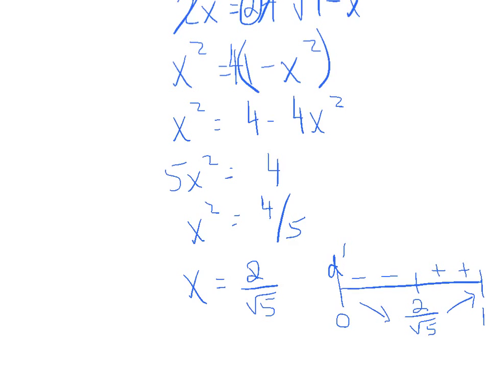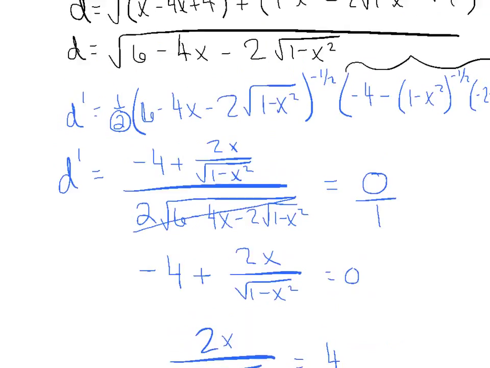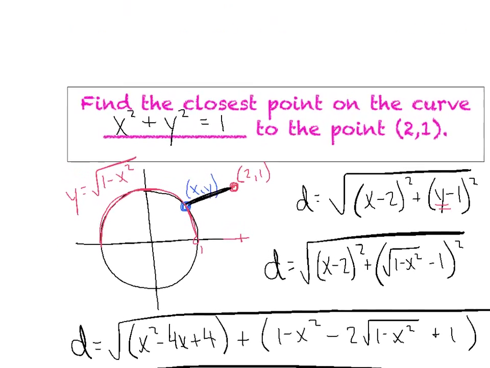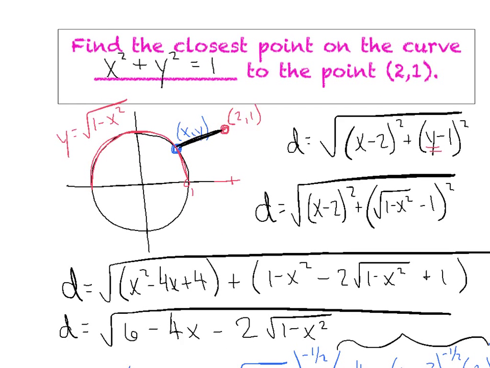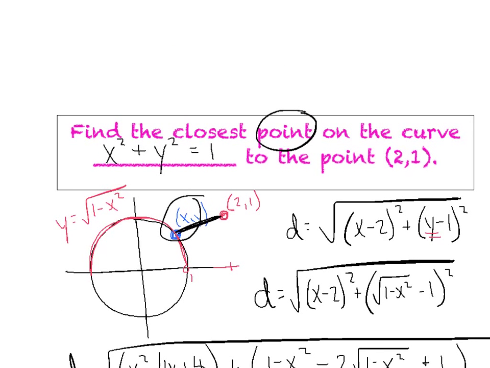I just want to scroll back up and see what they actually asked for and just make sure we answered their question completely. Let's see what we got here. Okay, they said find the closest point. So they are actually asking for the entire point. I need the entire ordered pair of that blue dot. We already know that x is equal to 2 over radical 5.